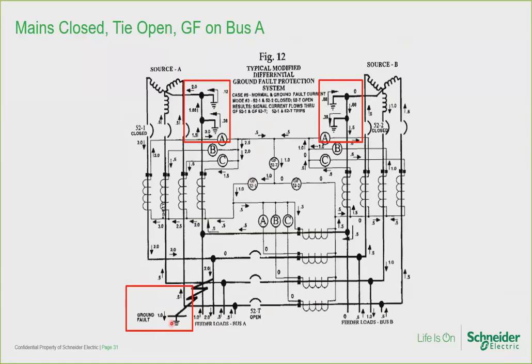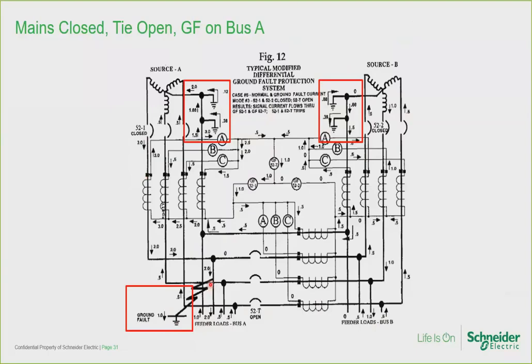Notice that there is now 3 per unit primary current flowing into the primary polarity mark of the phase A CT. And where is that 3 per unit coming from? 1 per unit is from the balanced three-phase load. 1 per unit is from the single-phase load that's on phase A. And 1 per unit is from the ground fault that's on phase A.